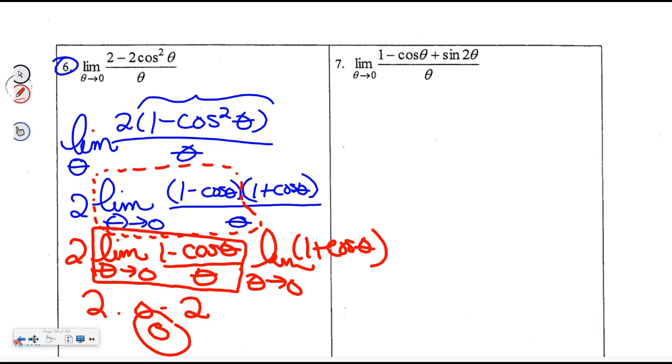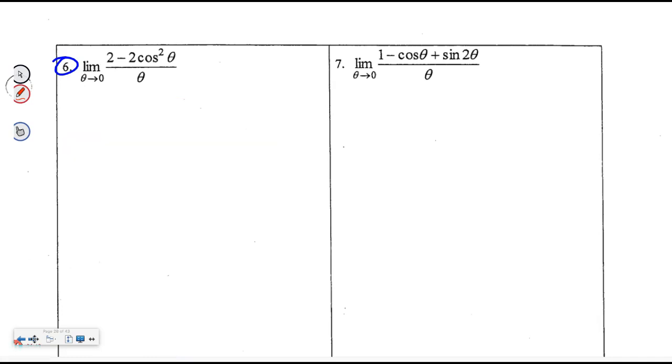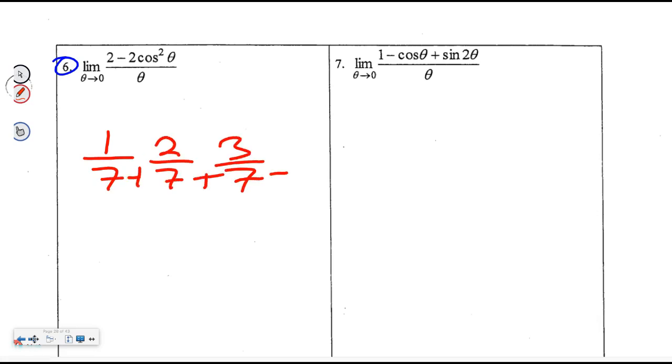Number 7 gets a little trickier, but I want to show you something that you're not used to seeing with trig. Are you ready? 1/7 plus 2/7 plus 3/7. Super hard question. What is it? 6/7. Do you notice how you did this in your head, correct? And then put it all over 7?